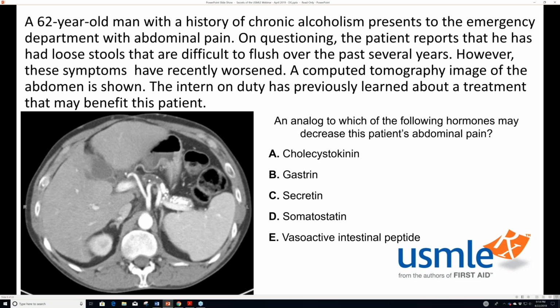All right. Now our question here says, we have a 62-year-old man with a history of chronic alcoholism who presents to the emergency department with abdominal pain. On questioning, the patient reports he has loose stools that have been difficult to flush over the past several years. However, these symptoms have recently worsened. A CT image of the abdomen is shown. That's our picture down there. And the intern on duty has previously learned about the treatment that may benefit this patient. All right, so now from this point on, just take a look at the question itself, the stem, the image, and think about which answer you want to pick, and then we'll do a poll.